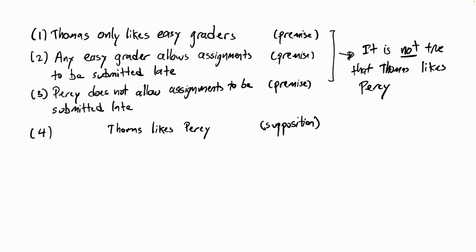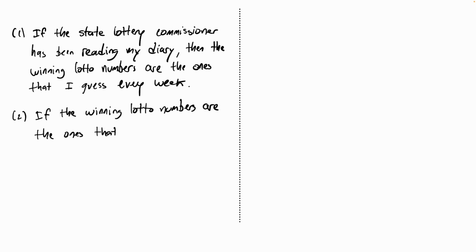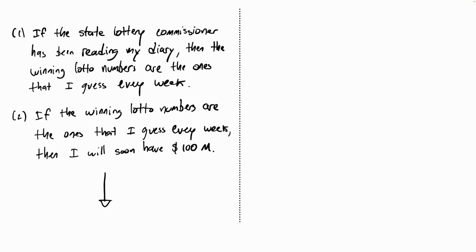So let me pause for a moment to comment on why it's so important to keep close track of that distinction. Suppose that the following things are true. 1, if the state lottery commissioner has been reading my diary, then the winning lotto numbers are the ones that I guess every week. 2, if the winning lotto numbers are the ones that I guess every week, then I'll soon have $100 million. We can't conclude anything exciting yet from just these 2 statements. All we can conclude is that if the state lottery commissioner has been reading my diary, which sounds like a pretty big if, then I'll soon have $100 million.